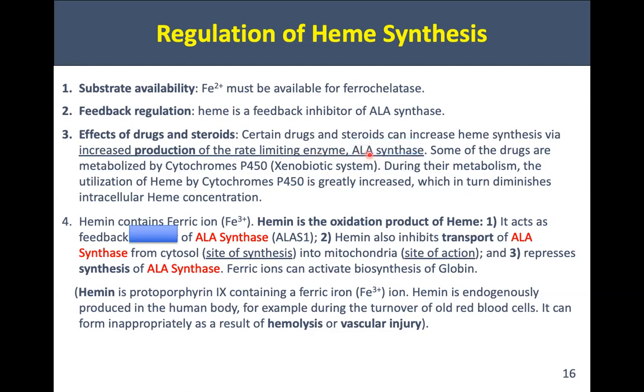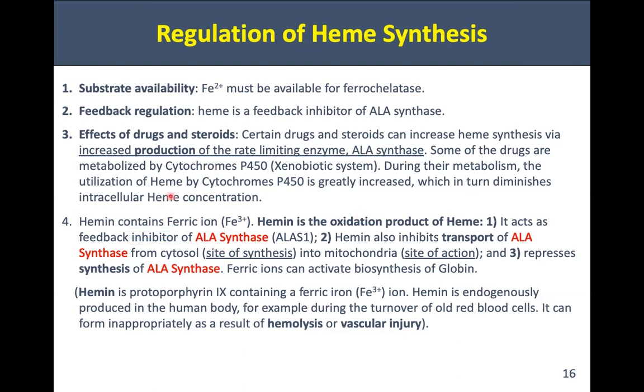ALA synthase, right? That's really important. Also remember that ALA synthase requires a coenzyme, vitamin B6. And then we talked about this, but hemin is the ferric form, the oxidized form of heme, and it's essentially going to decrease the activity of ALA synthase, right? So what do you call that? It's called feedback. Is it inhibition or is it promotion?